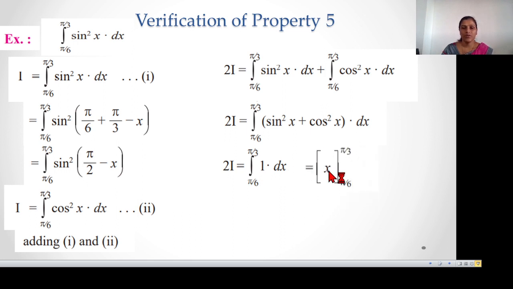So the term that remains is the integral of 1 dx, which is x, and then we apply the limits from pi by 6 to pi by 3. We get this term as the answer, that is pi by 6. So we want the answer of I. In the next step, we transfer this 2 to the RHS, and we get the answer as pi by 12.